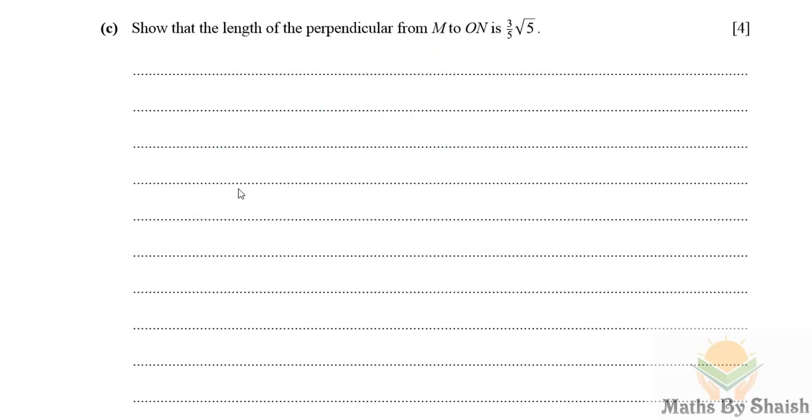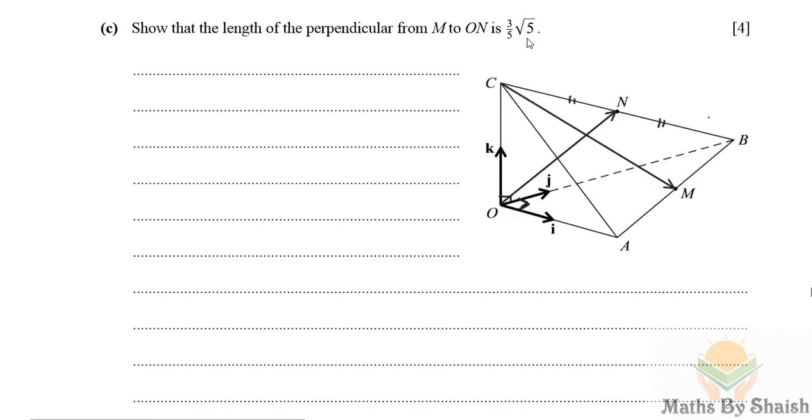Now here's the last part, the C part of this question. Show that the length of the perpendicular from M to ON is 3 over 5 times root 5. So let me bring the diagram here so that it will be clear. We need to drop a perpendicular from M to ON, and then we'll find its length. That's the length of the perpendicular from M to ON.